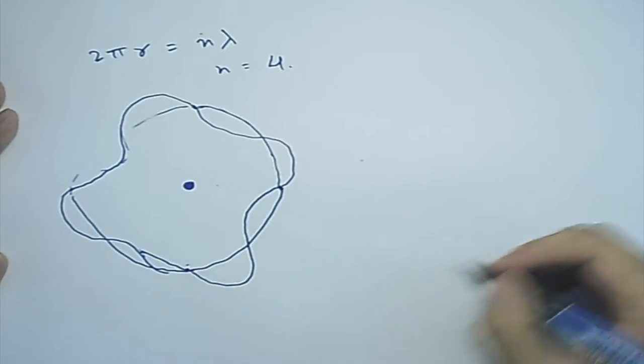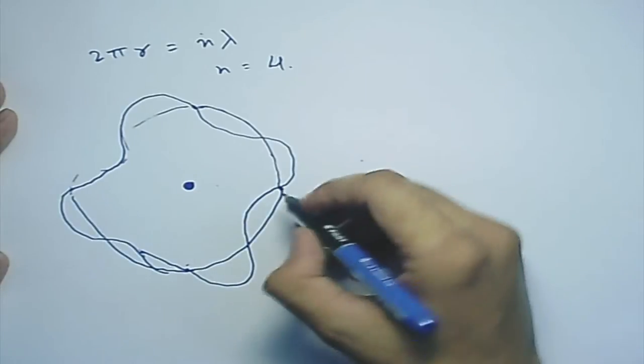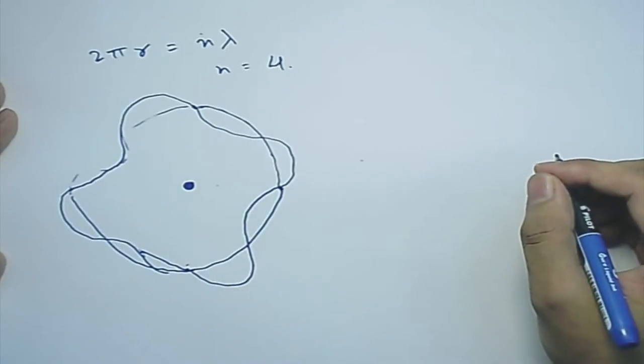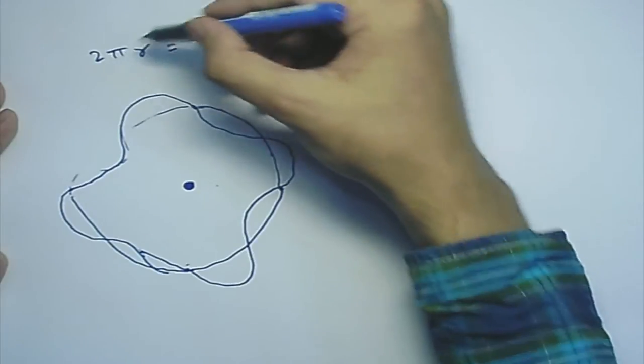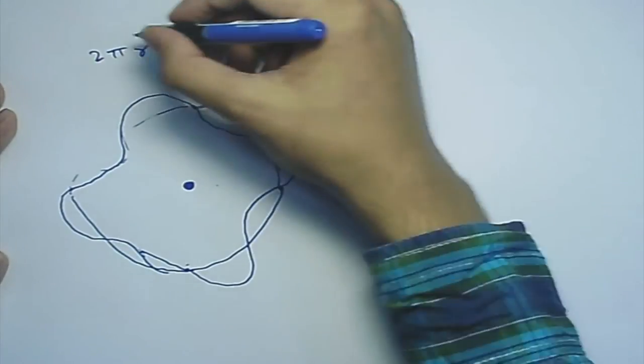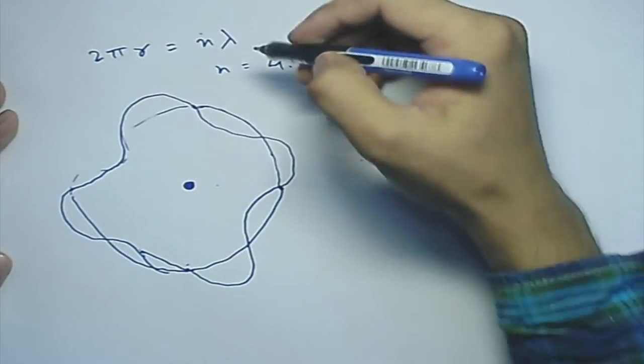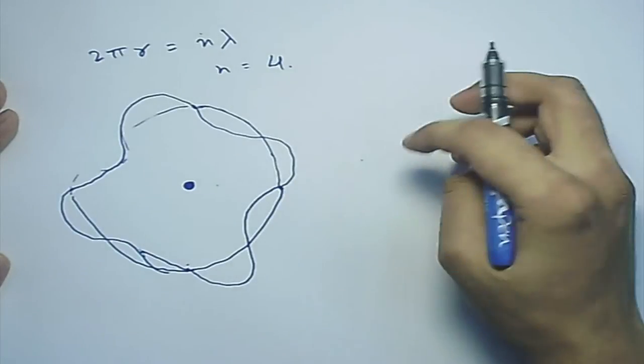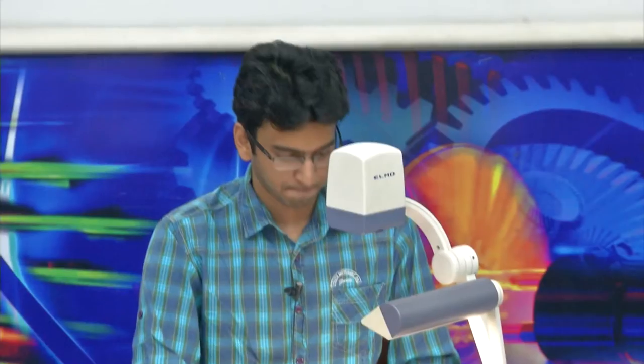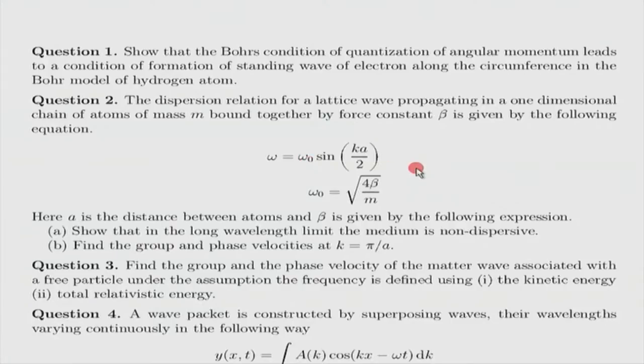So this is a very profound implication: the electron has to have a wavelength that is somewhat related to the circumference of the radius at which it is rotating. We can go to the next problem now. I'll give you a couple of minutes to attempt this problem again.